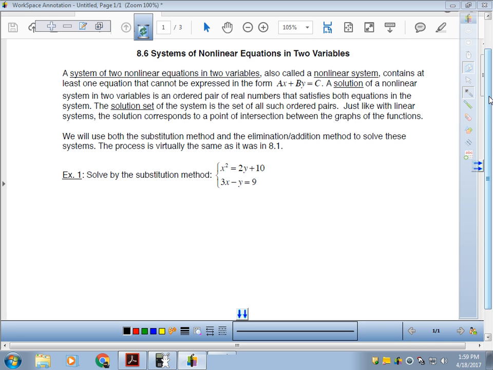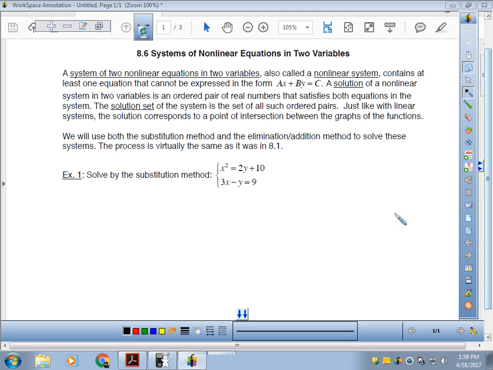And since they're nonlinear, we can't use the stuff we learned about matrices on them. Instead, we have to solve them with our other methods. We can either do substitution or elimination, just like we did in section 8.1. So it's the same kind of concept, just different types of equations.